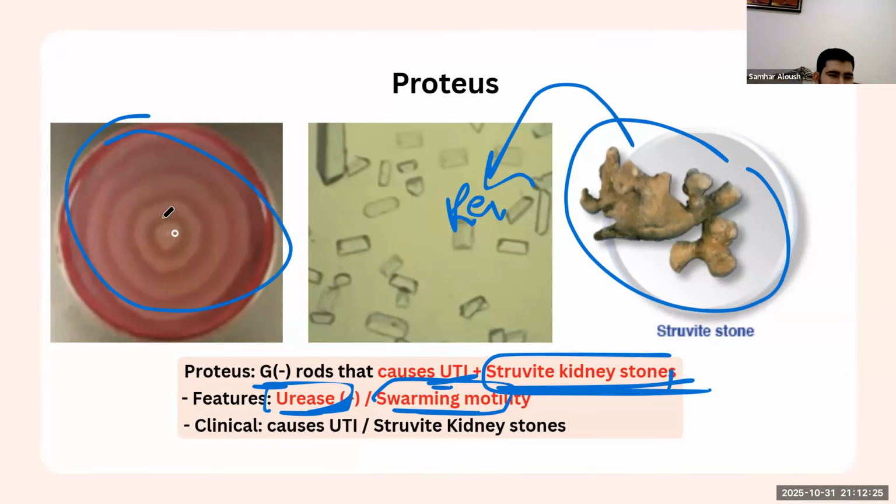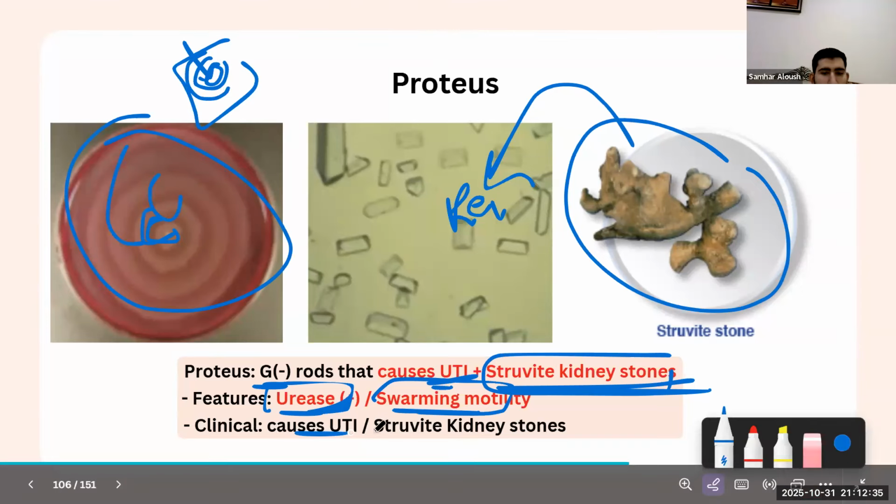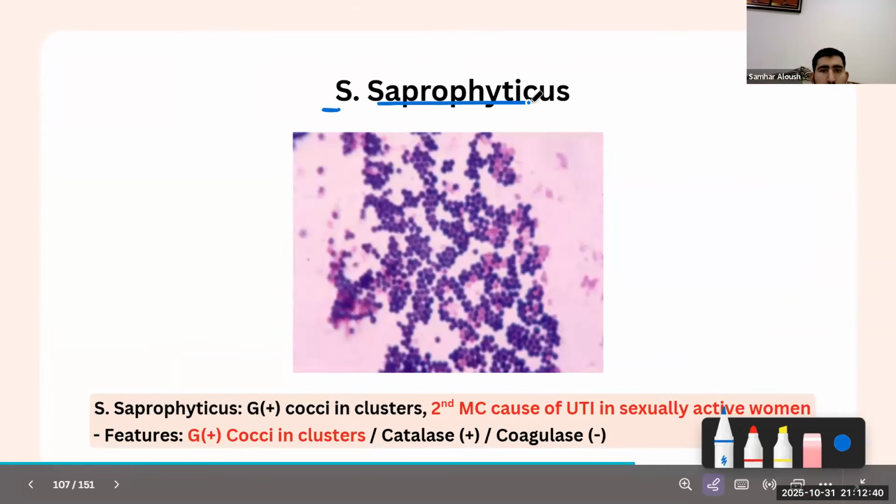I hope you understood how, but it's swarming. And mentally, if you have water and you put one drop of water, you will have this swarming appearance. So this swarming motility causes UTI and struvite stone. Okay. Now we have Staphylococcus saprophyticus.